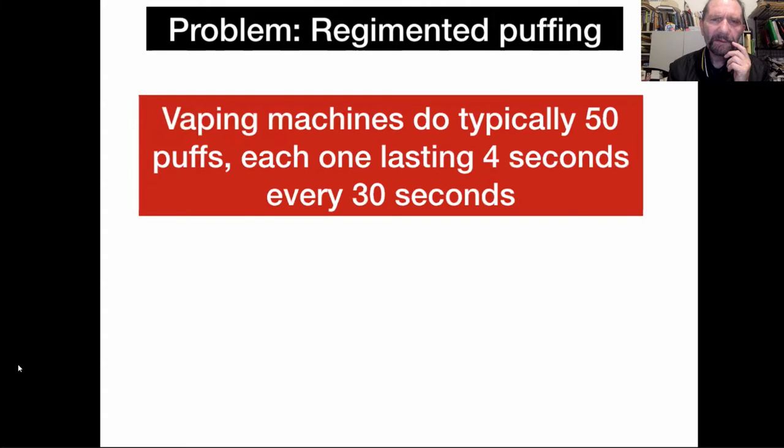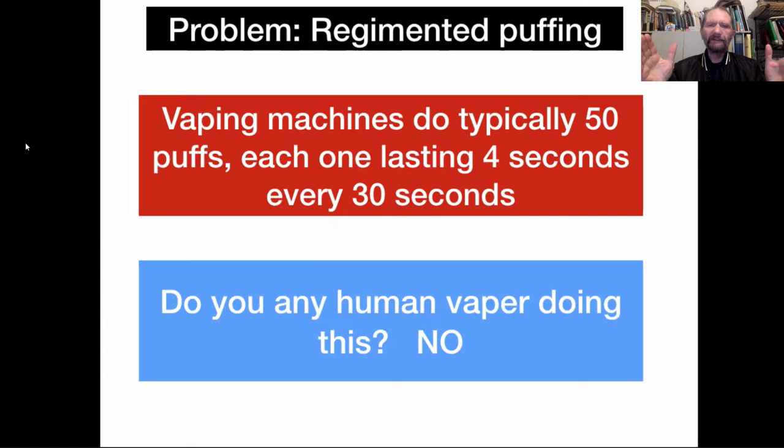Okay. So vaping machines will typically do 50 puffs, each one lasting 4 seconds, every 30 seconds. Now, do you know any human vapers doing this? Well, no, there are no human vapers that do this, right? And if they do a sequence of puffs, that will be just for a moment. Then later they will not do that. You titrate and you don't do these types of things, right?